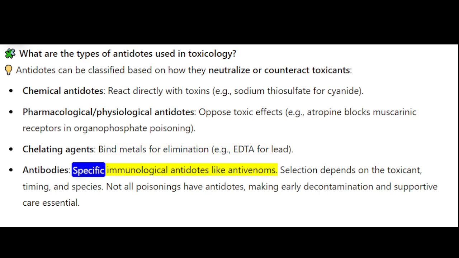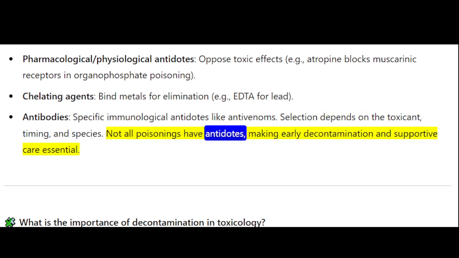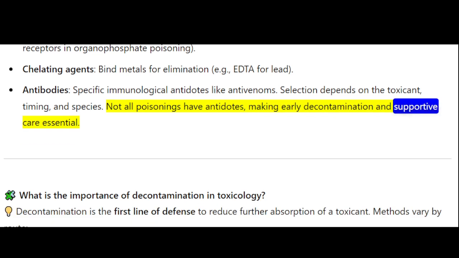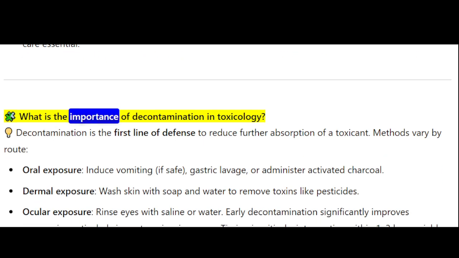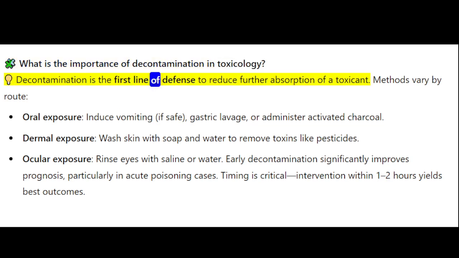Antibodies are specific immunological antidotes, like antivenoms. Selection depends on the toxicant, timing, and species. Not all poisonings have antidotes, making early decontamination and supportive care essential. What is the importance of decontamination in toxicology? Decontamination is the first line of defense to reduce further absorption of a toxicant.